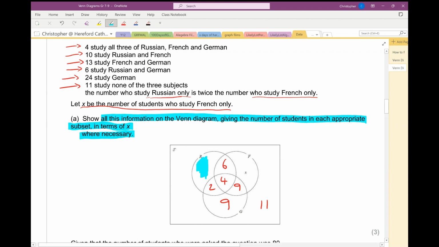The number who study Russian only, that's this number, isn't it? The number who study Russian only is twice the number who study French only. Well, X study French only, so 2X study Russian only. There we are. Now, have I done what it said? Show all this information on the Venn diagram, giving the number of students in each appropriate subset in terms of X where necessary. Done. Right.